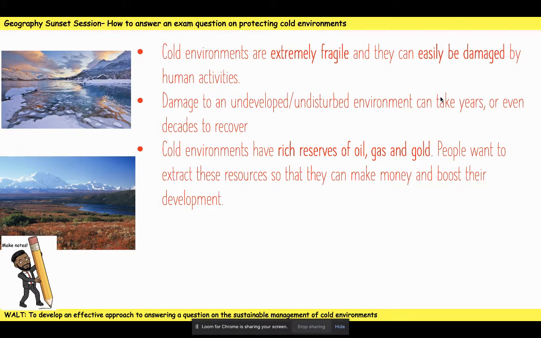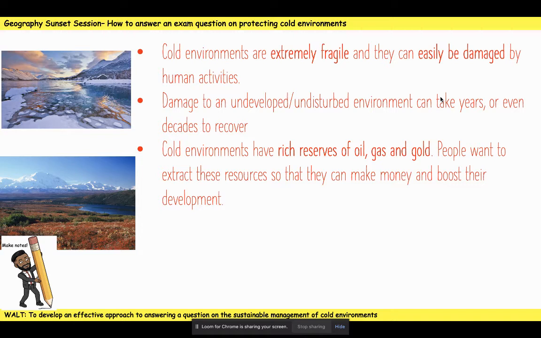Okay, another teaching slide. So the reason why cold environments need protecting, they're extremely fragile and they can be easily damaged by human activities. So damage to an undeveloped, undisturbed sort of wilderness environment can take years or even decades to recover. So even building a small road in a tundra or polar environment can take decades to repair itself.